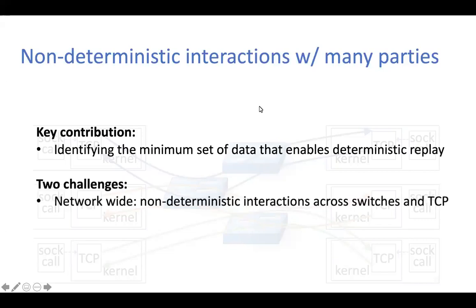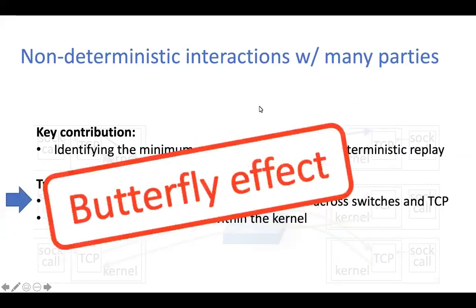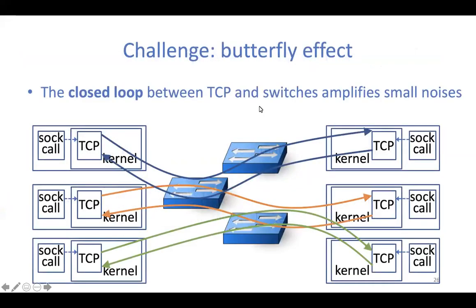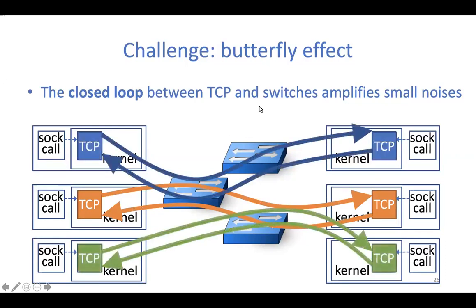To achieve this, we solve two challenges. The first is a network-wide one caused by the non-deterministic interaction across switches and TCP. The second is on each host, which is the non-determinism within the kernel. In this talk, I will focus on the first challenge because it's the most challenging one, and it involves a butterfly effect. The butterfly effect is caused by the closed loop between TCP and the switches that amplifies any small noise. Let me give you an example.